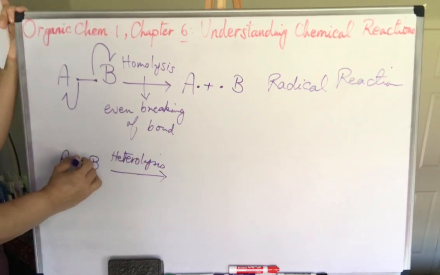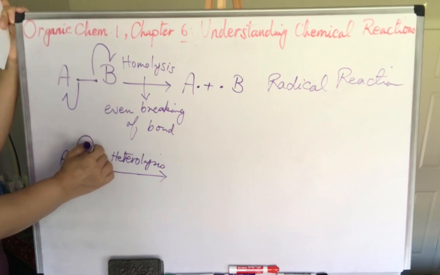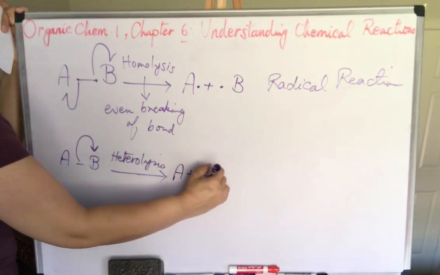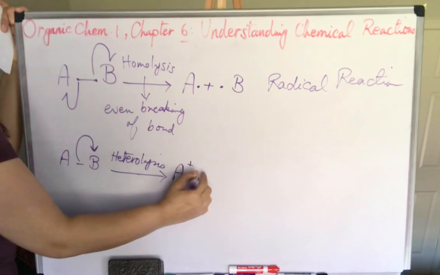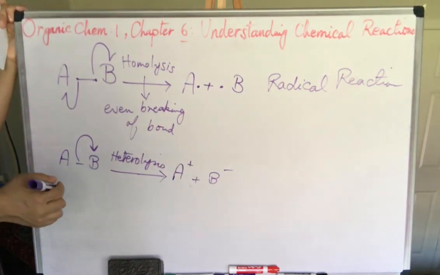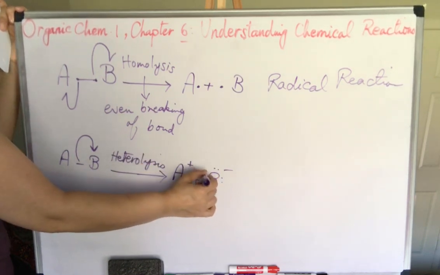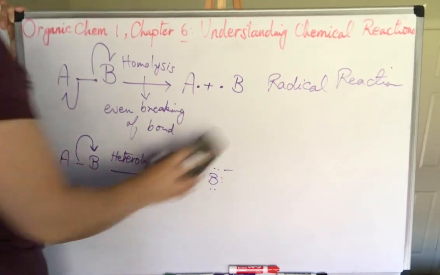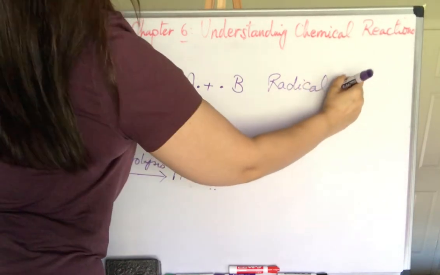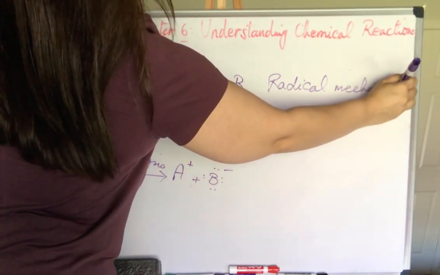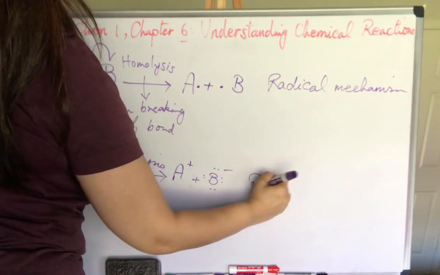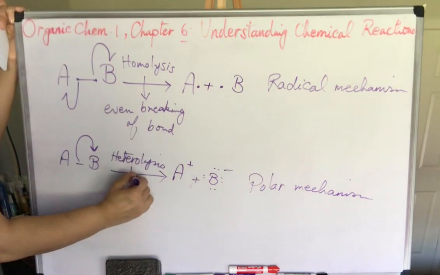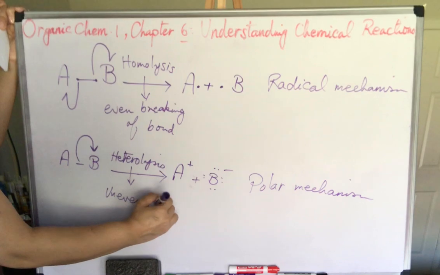So the bond completely breaks onto one of the atoms. So we will be left with a cation and an anion with all the electrons. Okay? This is called a polar mechanism, and it's an uneven breaking.